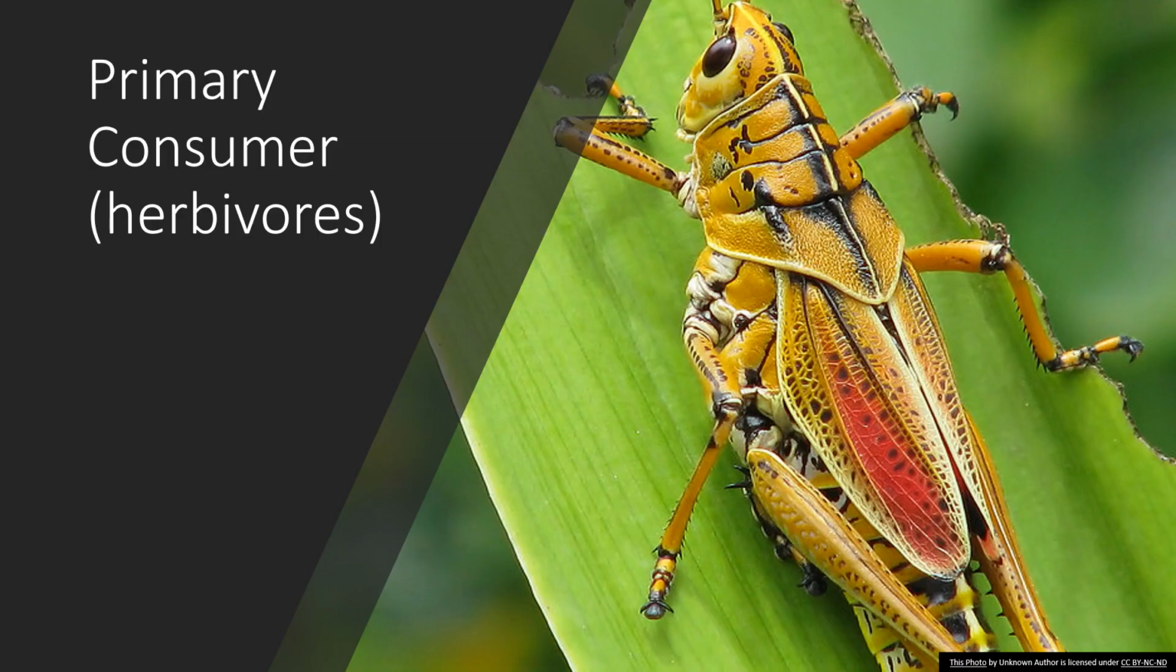Next, we have the primary consumers, and we start seeing animals, particularly herbivores, so animals that only eat vegetation, or the producers. In this example, I have a grasshopper, so this level does consist of insects, but we also categorize birds and mammals, such as rabbits and cows, at this level.